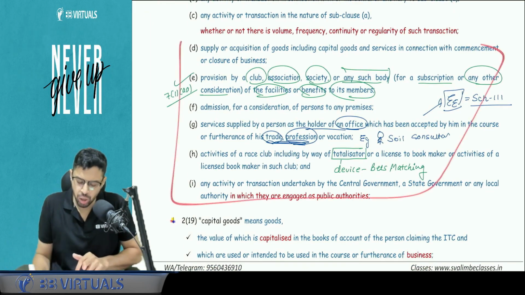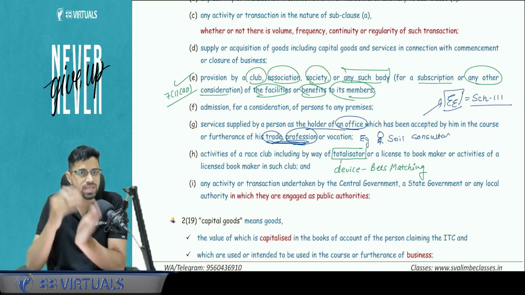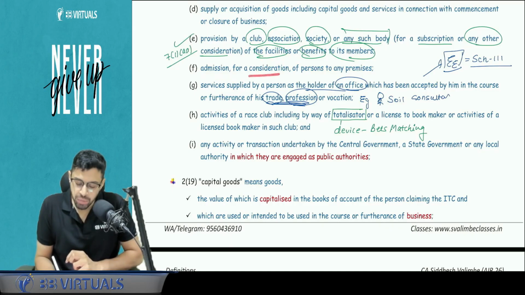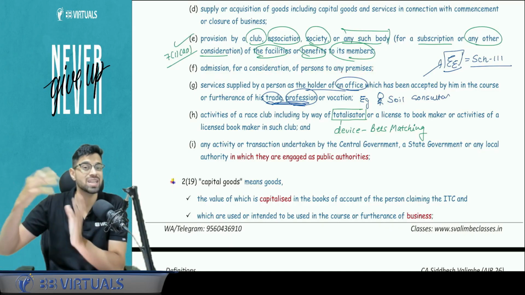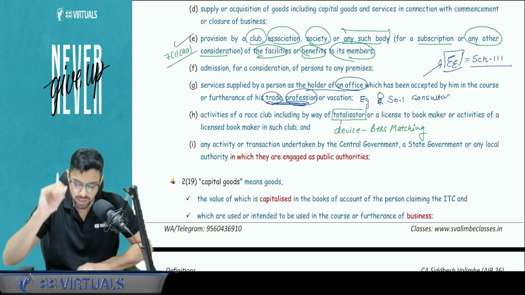Apart from that, any acquisition of goods, sale of goods, and services given by a club, association or society to its members are also business. Then, admission for consideration of persons to any premises. So all admission tickets, for example, if I'm visiting an amusement park, that is also a kind of supply and a kind of business.